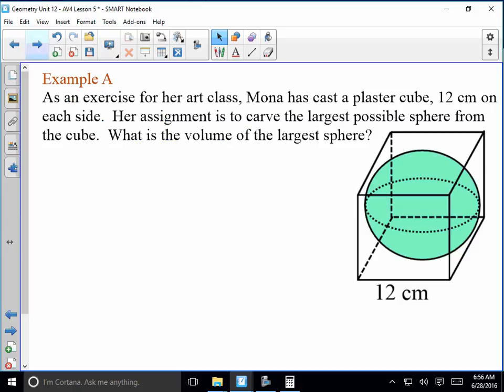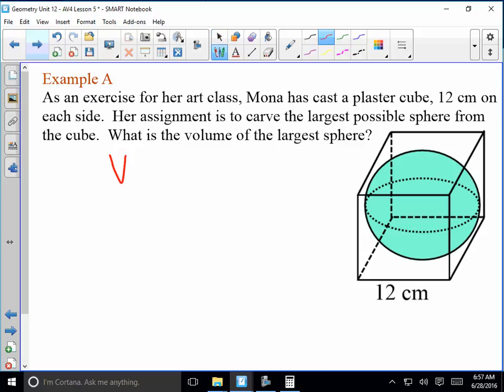So now, when we're looking at this shape, we have Mona, who has a plaster cube, 12 centimeters on each side. Her assignment is to carve the largest possible sphere from the cube. What is the volume of that largest sphere?